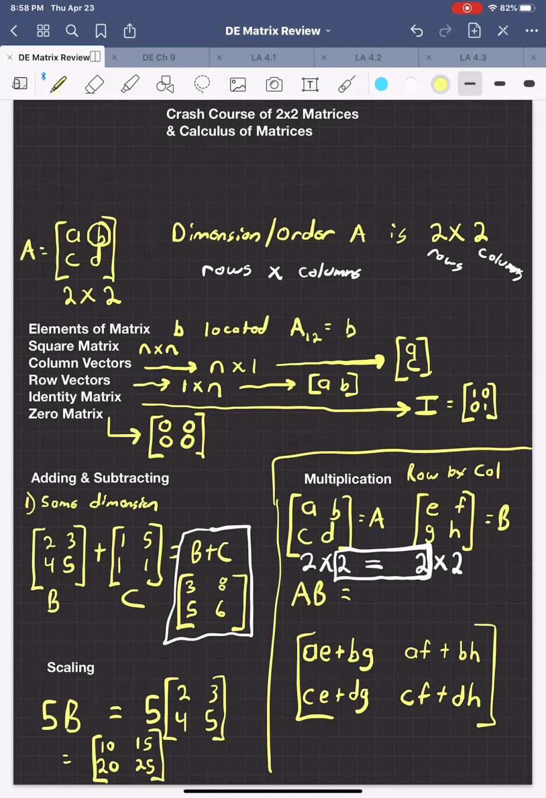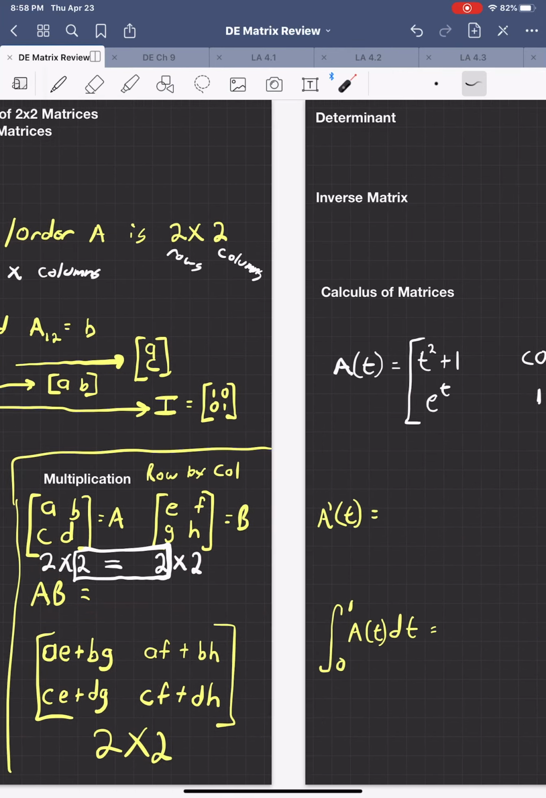Okay, so notice that the result is a 2 by 2 matrix. And that is exactly like what I was saying earlier. The result will always match the structure that I'm circling right now. So, okay, that is some basics.